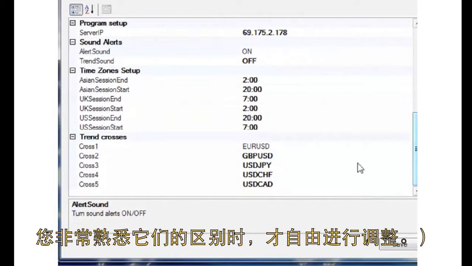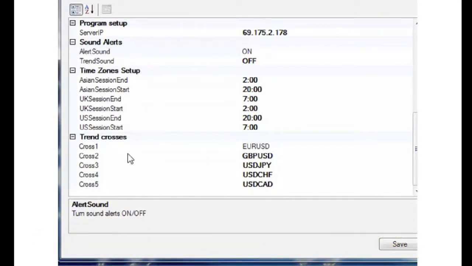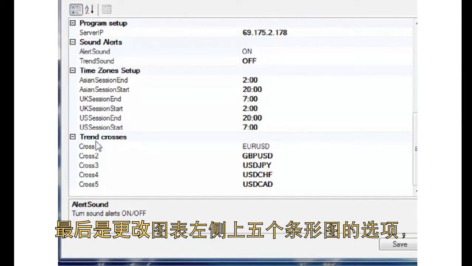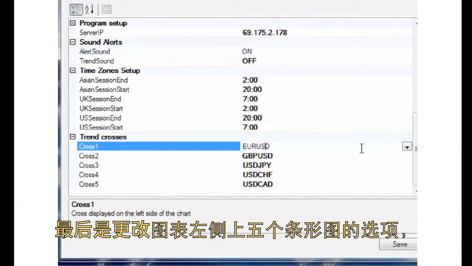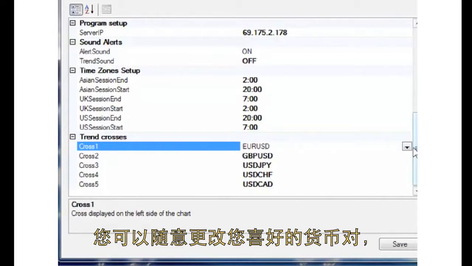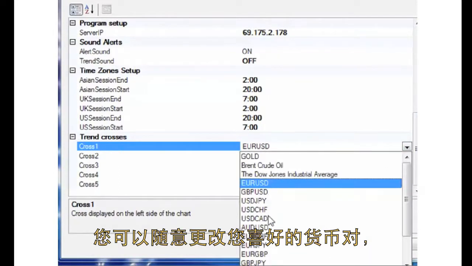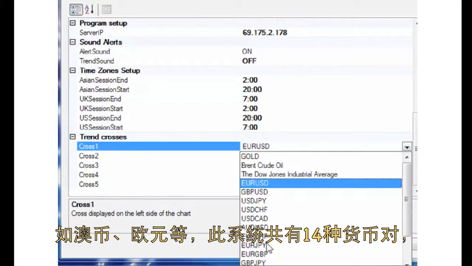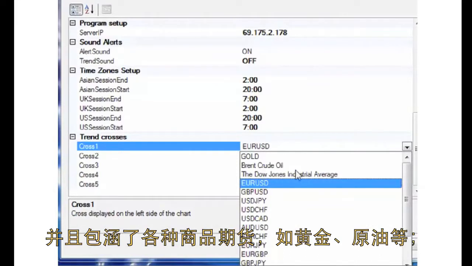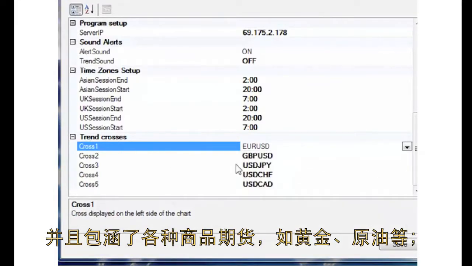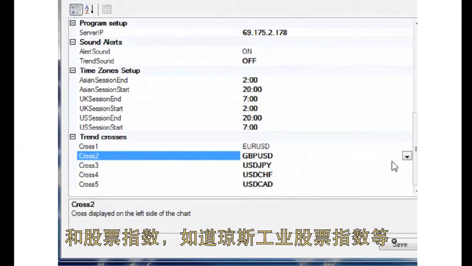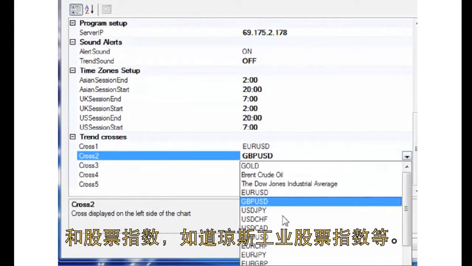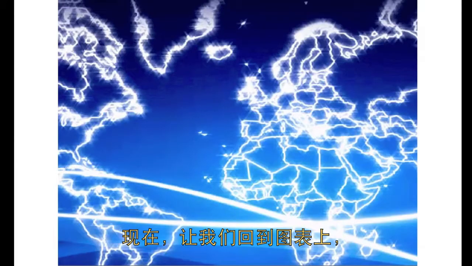And on the bottom left hand side, as we were mentioning, the trend crosses, which were the bars that we were showing you, you can manually change the Euro USD to a different currency pair, like the Aussie, the Euro Yen, or Pound Yen. You have up to 14 different currencies that you can choose from, including gold, oil, and the Dow Jones, by simply clicking on the cross that you want to change and choosing the currency pair that you would like to replace it with. Now allow me to go back to the chart.